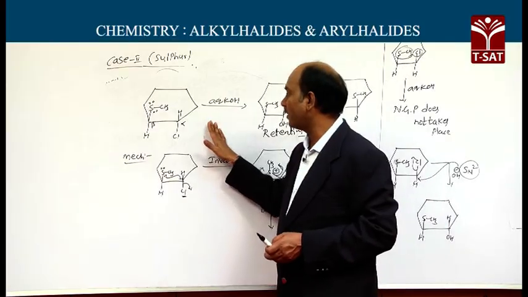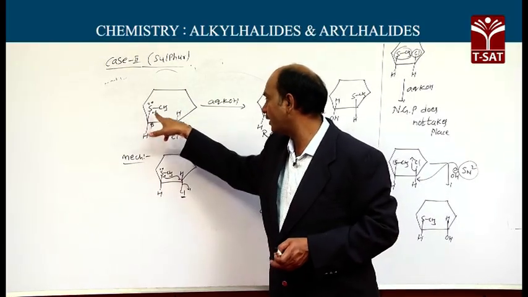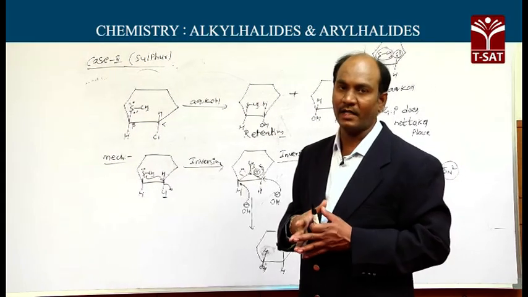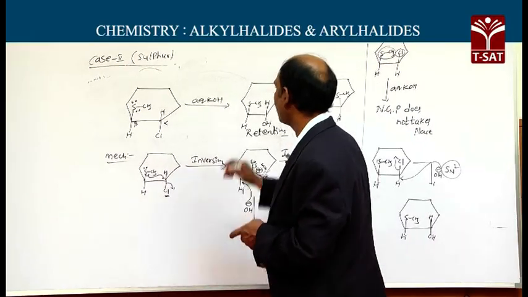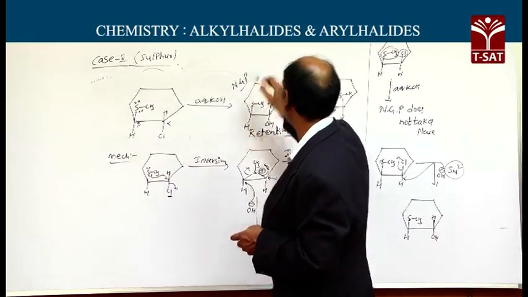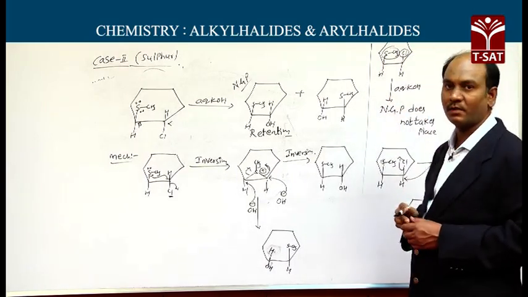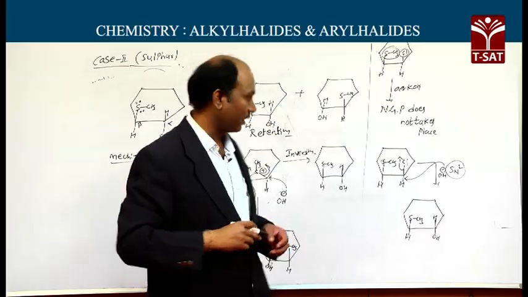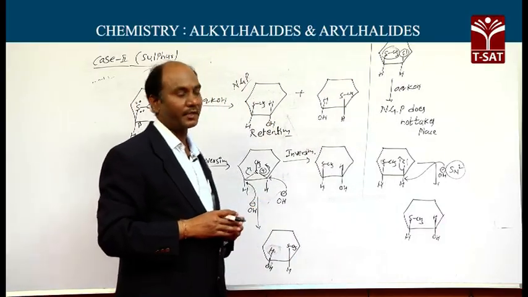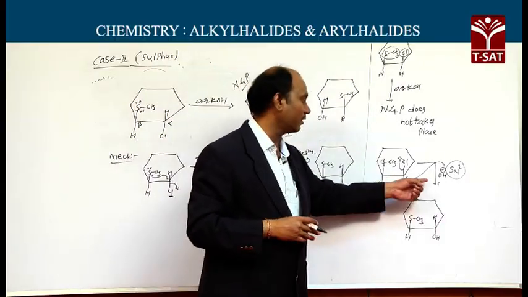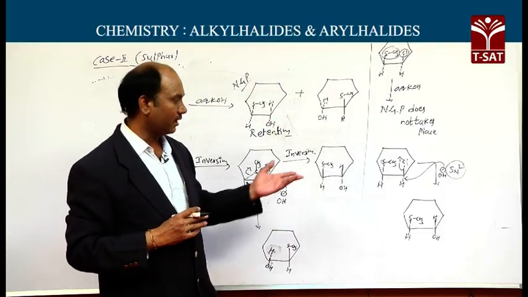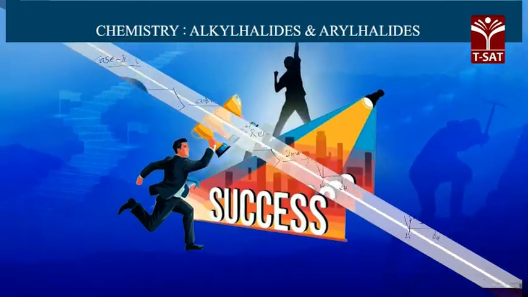See, observe these two examples. In neighboring group participation, the leaving group and internal nucleophile must be present in anti position. Okay, this is neighboring group participation. This is 100% NGP. There is no problem. But here in this case, SCH3 and Cl are both present on the same side. Therefore, neighboring group participation does not take place. So what happens here? Normal SN2 reaction takes place, that is, a general SN2 reaction.